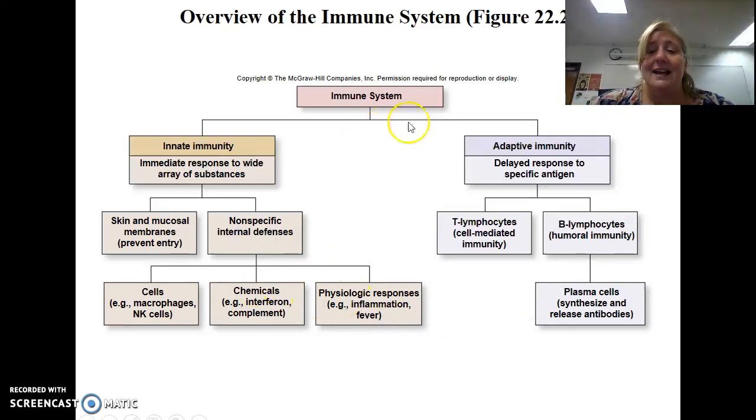And then your third line of defense is your adaptive immunity. So this is going to take a little bit of time to respond to the pathogen, but once it does, it's going to produce an army of either T lymphocytes or B lymphocytes that will attack the pathogen and remember the pathogen.